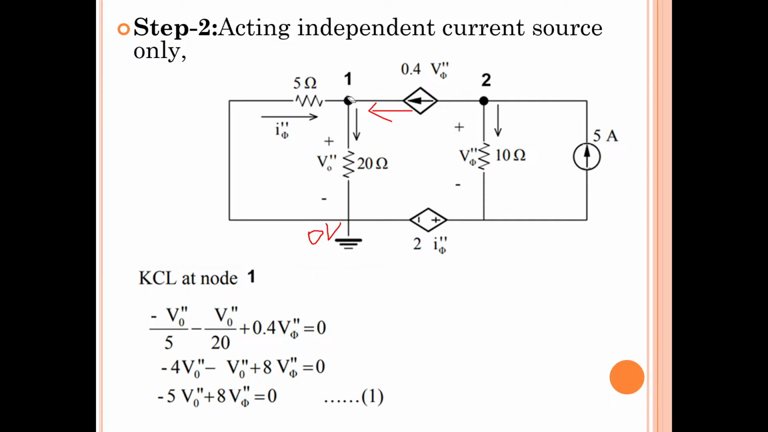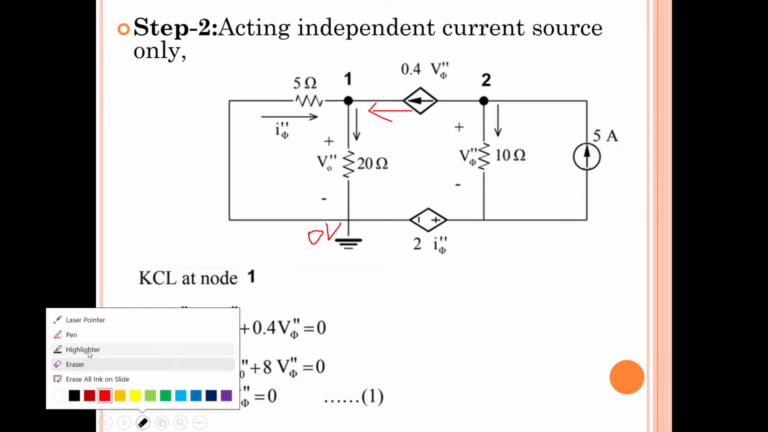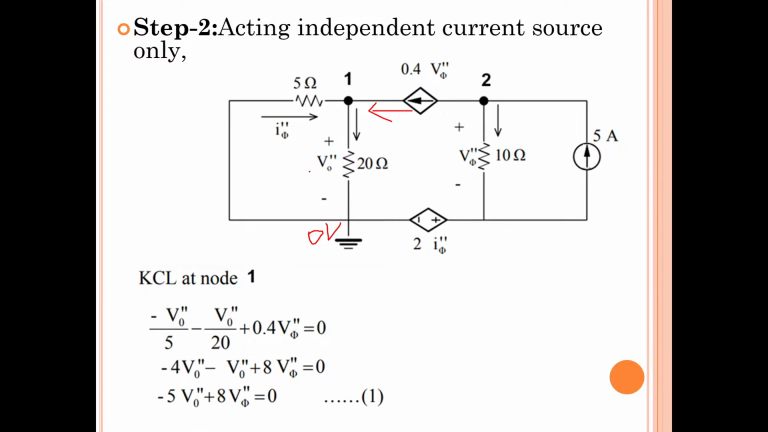If you observe, voltage across this resistor is V0 double dash. So the voltage at this node will be V0 double dash. I will write it down so that it will be easier. V0 double dash is the voltage across 20 ohms, so the voltage at node 1 is V0 double dash. So 0 minus, I want to determine the current in the 5 ohms resistor. What is the current in the 5 ohms resistor?